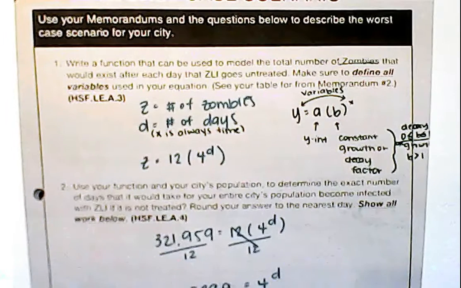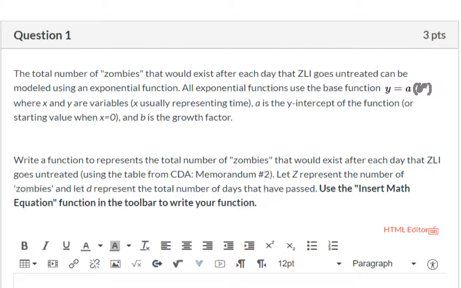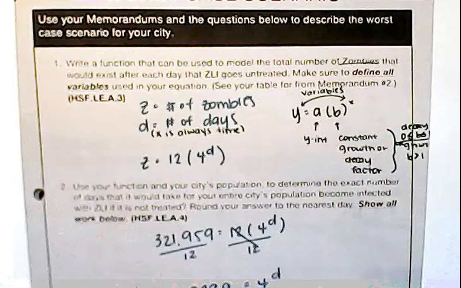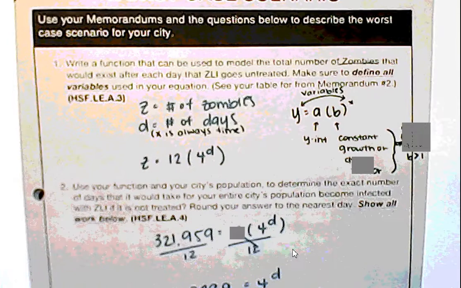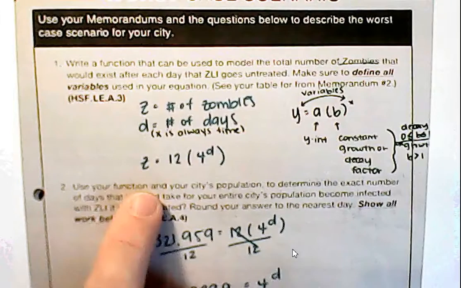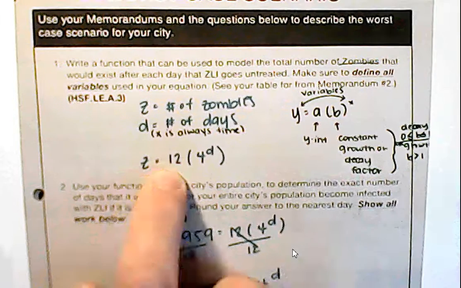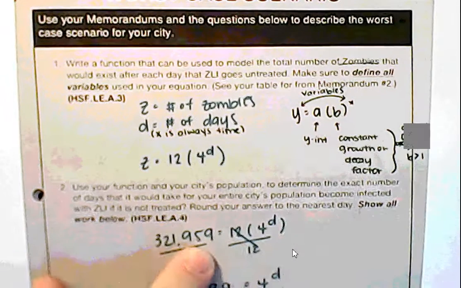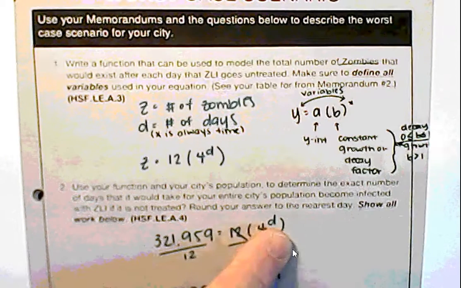Okay, well then the second question that you're asked on worst case scenario says, using this function, how long until the entire city of New York, if nothing is treated, is overrun with the virus? And there's 8,491,079 people in New York. Well, we have that same exact problem worked for us for the city of Lexington, where there's 321,959 people. Basically, we're saying, when will this number of zombies be equal to 321,959? So we could have set 321,959 equal to 12 times 4 to the d power and solve for d.